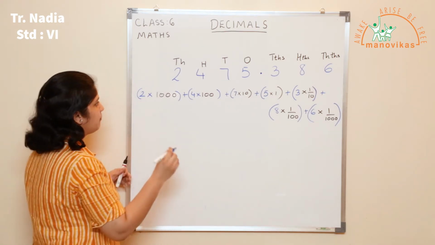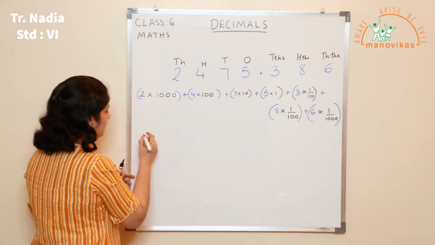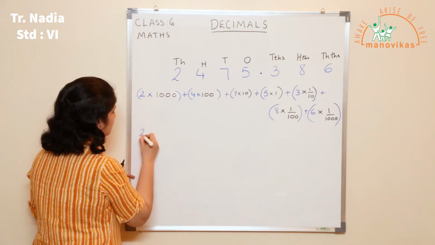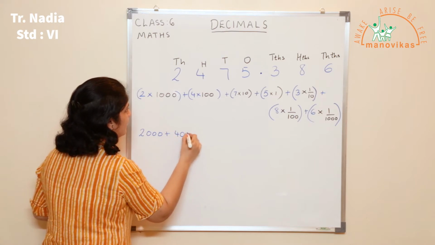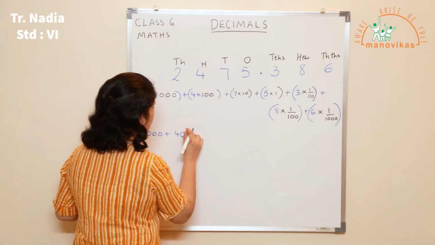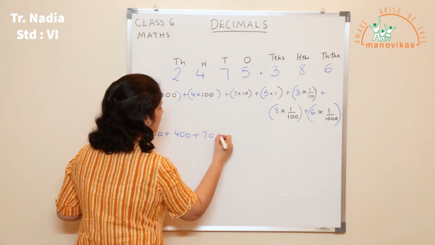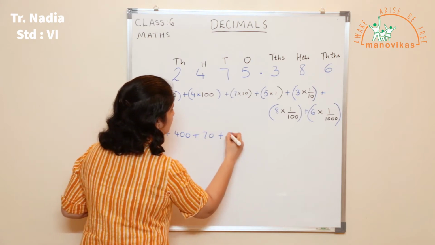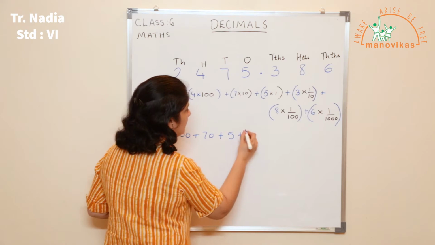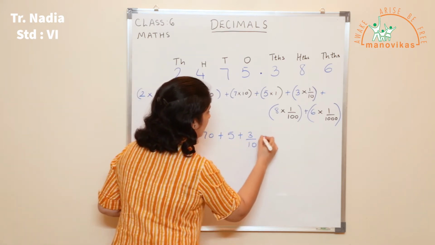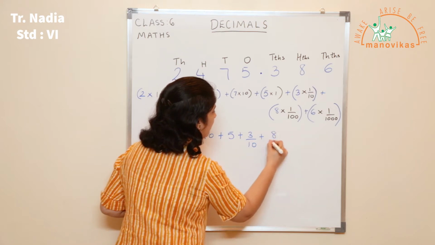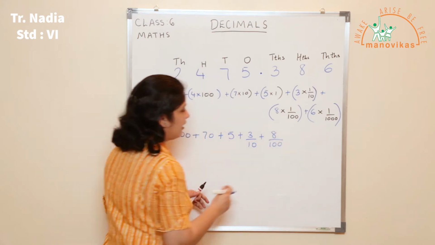Now the second step would be to open it up. 2 multiplied by 1000 is 2000. 4 multiplied by 100 is 400. 7 multiplied by 10 is 70. 5 multiplied by 1 is 5. 3 multiplied by 1 upon 10 is 3 upon 10. 8 multiplied by 1 upon 100 is 8 upon 100.